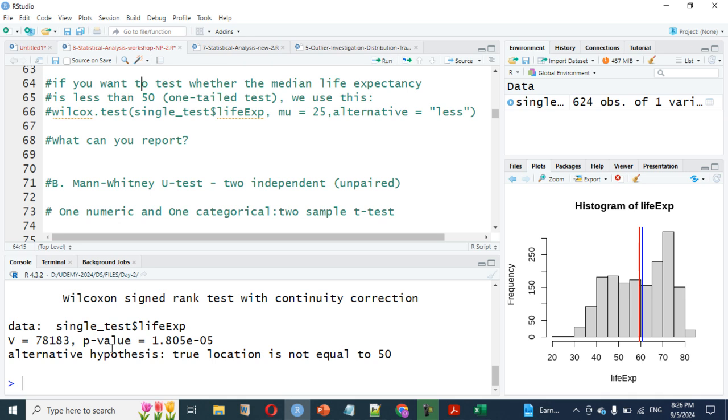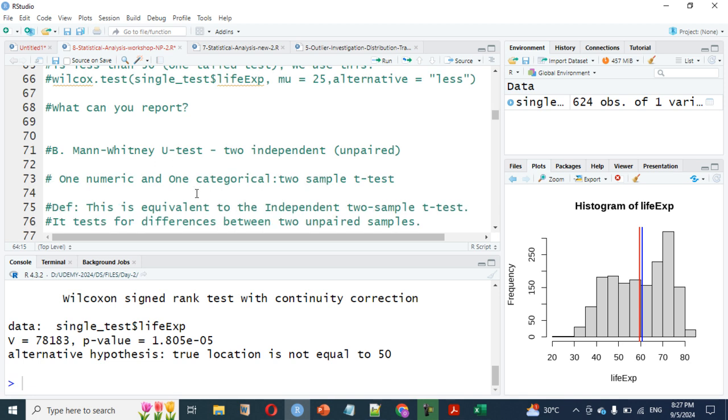We can go further and test for two independent variables, unpaired. We are going to use what we call the Mann-Whitney U test. U means unpaired, an unpaired test. So that is Mann-Whitney. This is one numerical and one categorical variable. This is called a two-sample test.